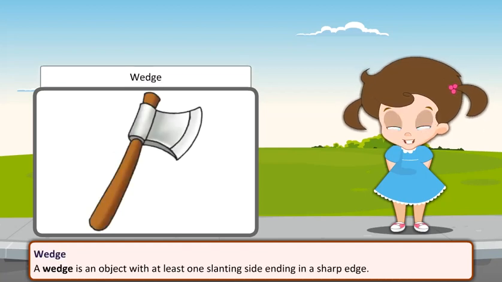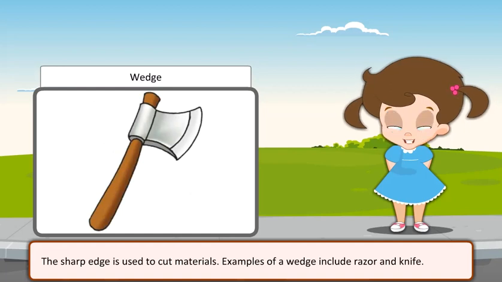Wedge. A wedge is an object with at least one slanting side ending in a sharp edge. The sharp edge is used to cut materials. Examples of a wedge include razor and knife.